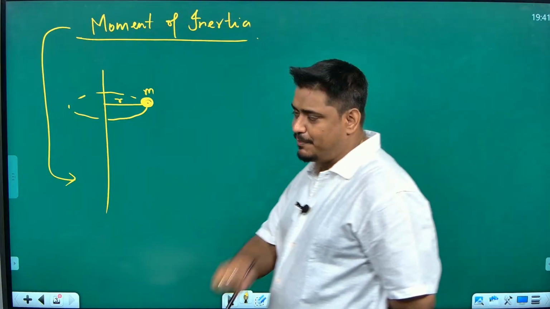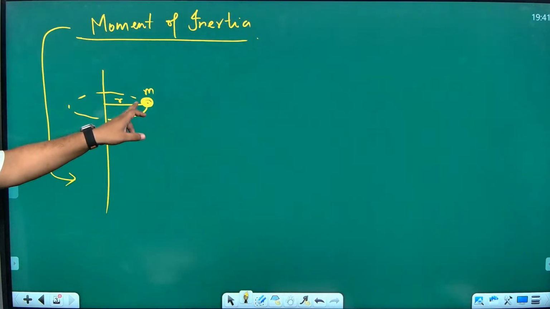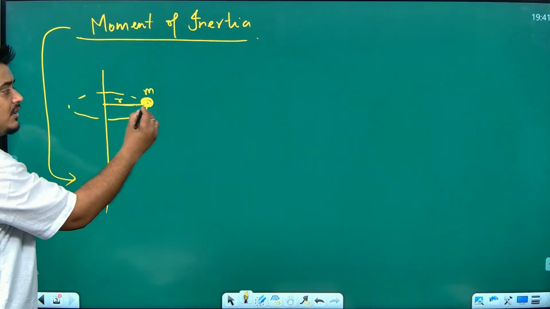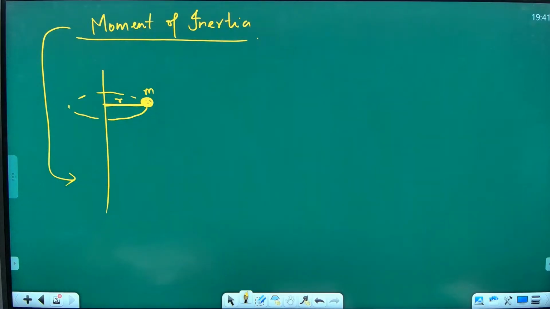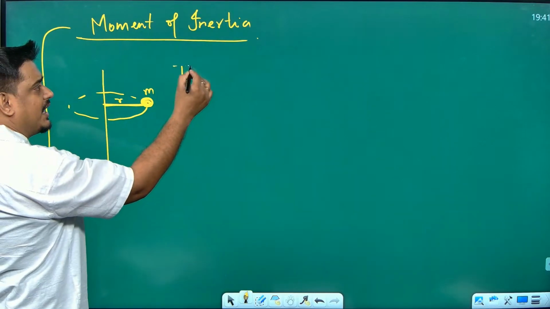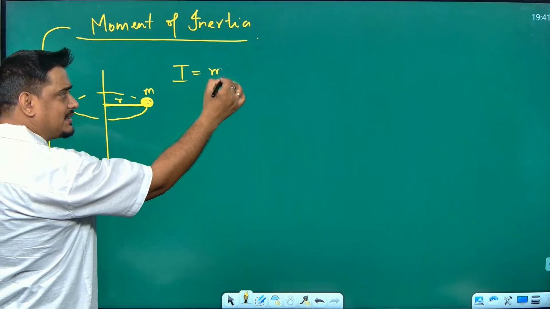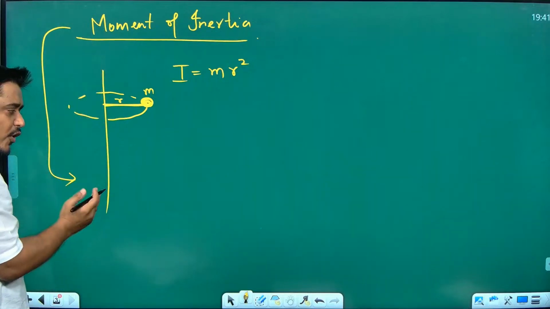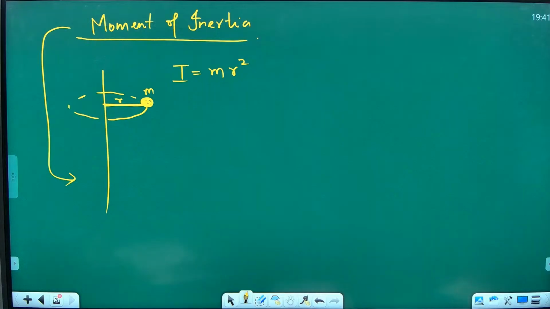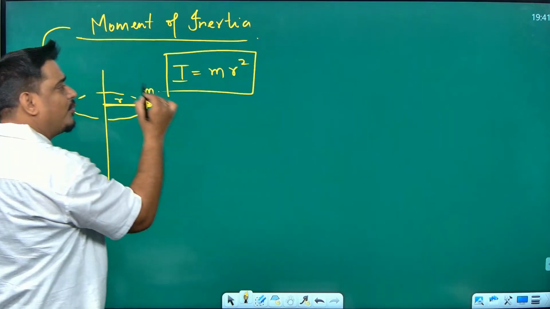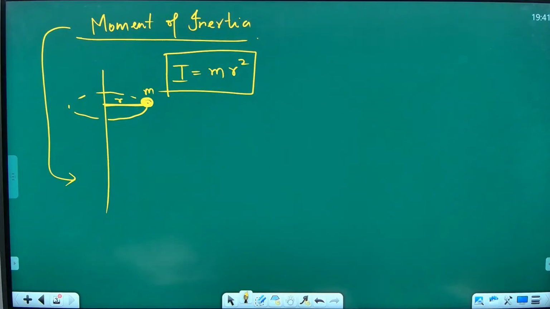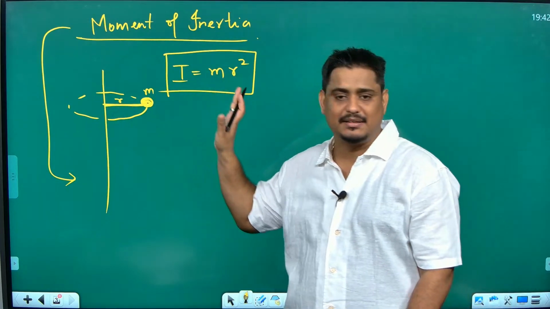Now, what does it mean? Please pay attention. Here I am having a mass m and the axis of rotation has a distance of r from this mass. If you read the definition properly, moment of inertia is the product of which two quantities? One thing is mass, another thing is square of distance. Which distance? Perpendicular distance from the axis to the mass. So the basic formula of moment of inertia is m r square, where m is the mass, r is the perpendicular distance of the axis of rotation from where the mass is.